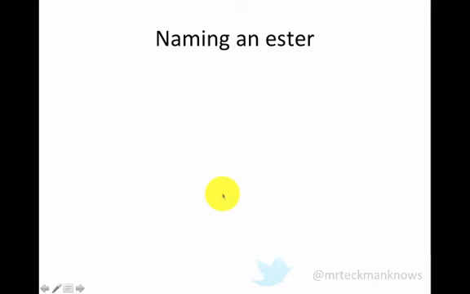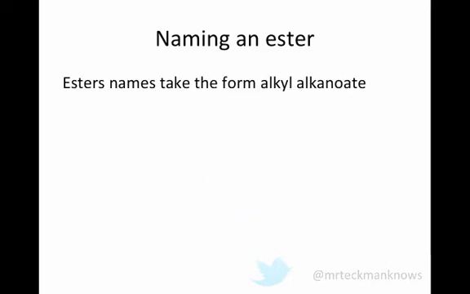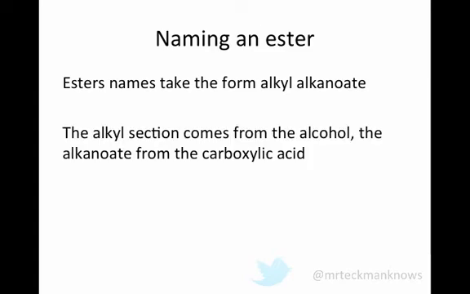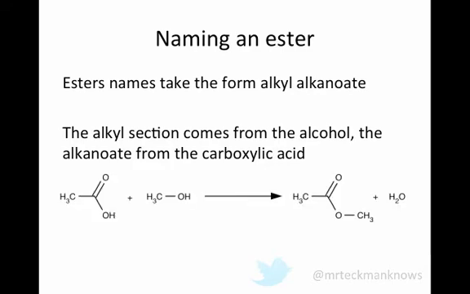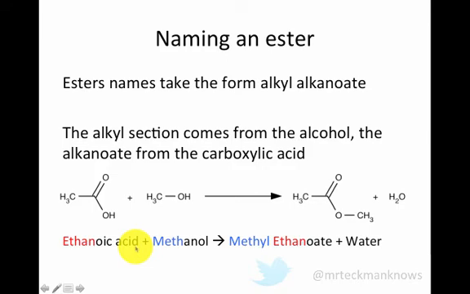So how do we name esters? Well, they take the general form alkyl alkanoate. The alkyl section comes from the alcohol. The alkanoate is named after the carboxylic acid. So in this reaction we've got ethanoic acid, we're adding it to methanol, and we get methyl ethanoate and water. The methyl group's over here. The ethanoate group is here.